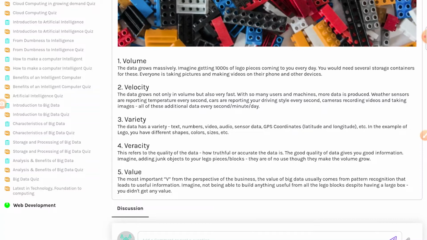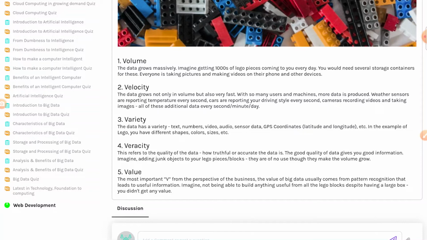And then fourth is veracity. Veracity represents the quality of the data, how accurate the data is, right? Good data will help you generate good information. Imagine adding junk objects in your Lego box. It's of no use because you will not be able to make anything good out of it.